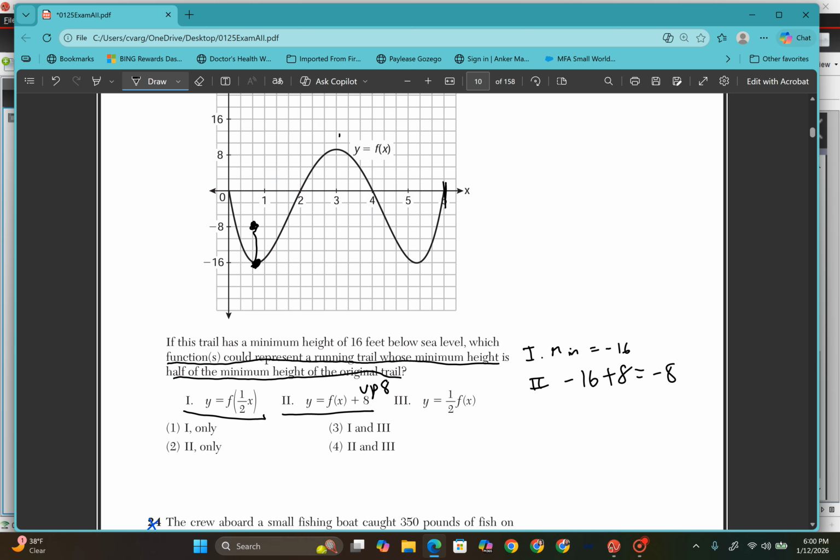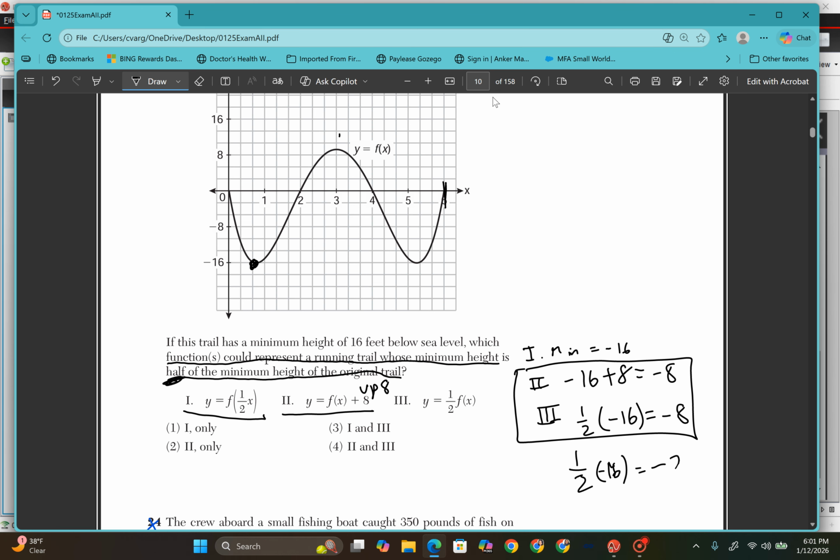Then for the third one, we are going to do half of f of x. So our minimum here, remember, this is f of x, our minimum here is still negative 16. So half of negative 16 is also negative 8. So the original is negative 16. Which one is going to have half of that? So 2 and 3 are both going to have negative 8, which is half of negative 16. So 2 and 3 is our answer for this question.